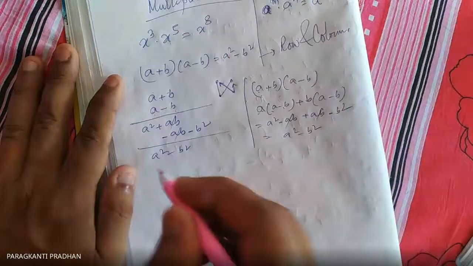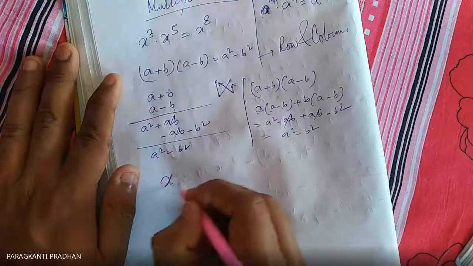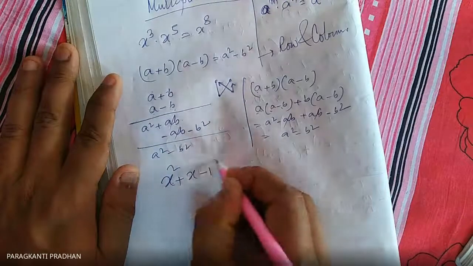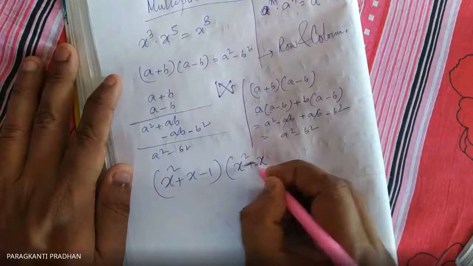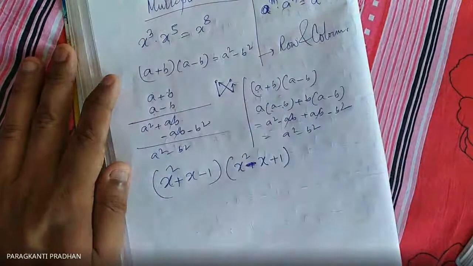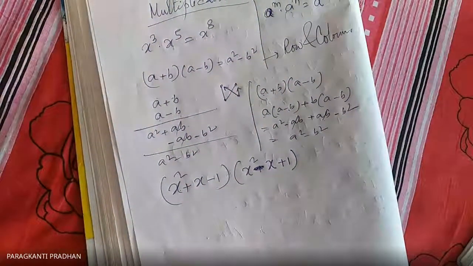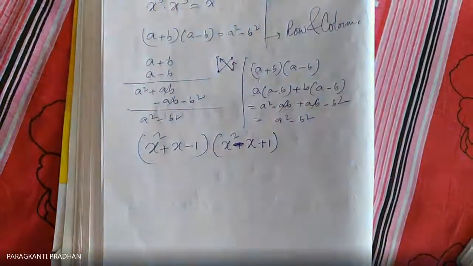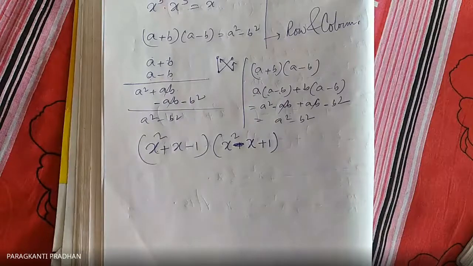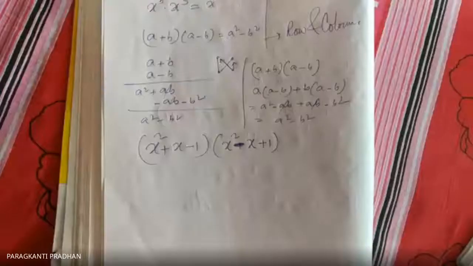So look, suppose x square plus x minus 1 into x square minus x plus 1. You have to multiply this into this. So in that time, what is the method? Everyone clear, students? Those who can't understand, please tell me, sir, please repeat again. This answer is x square minus x minus 1 whole square. Wait, look, I'm doing the sum, please.